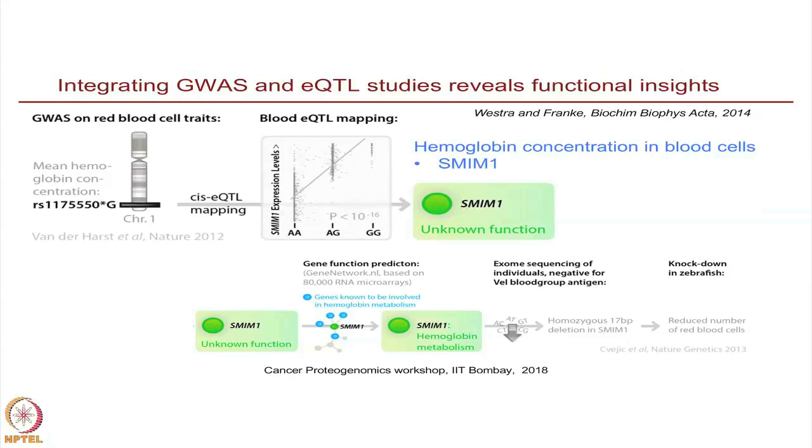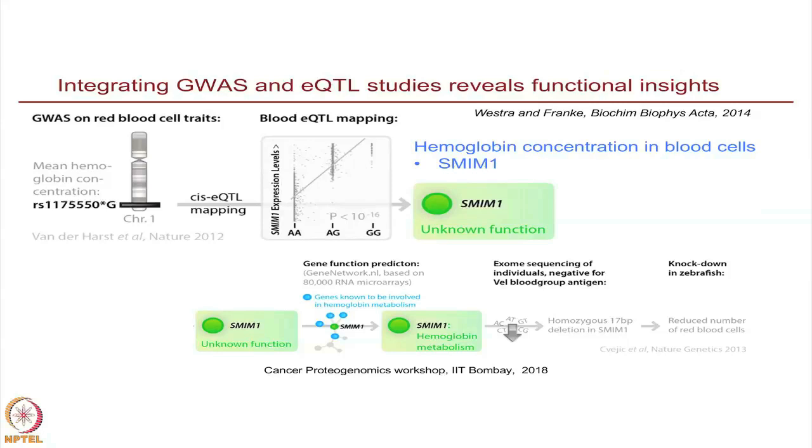eQTL analysis. And through the cis-eQTL analysis, they found this exact SNP has a good association with the gene expression right next to the SNP. The gene is called SMIM1. And then you can generate a hypothesis that the SNP probably affects the hemoglobin concentration through this gene expression, right? But that's just a hypothesis. But at that time, there was nothing known about this gene.